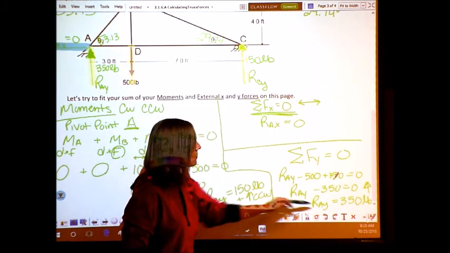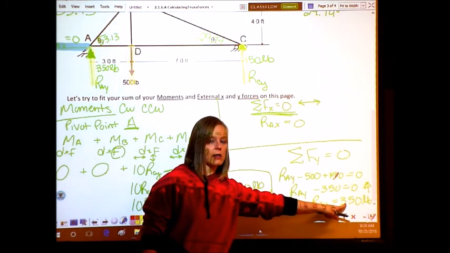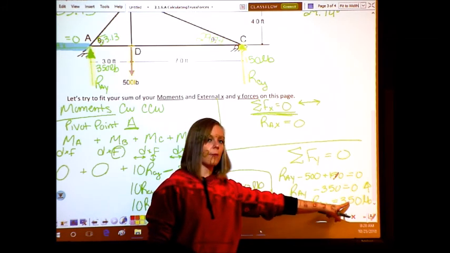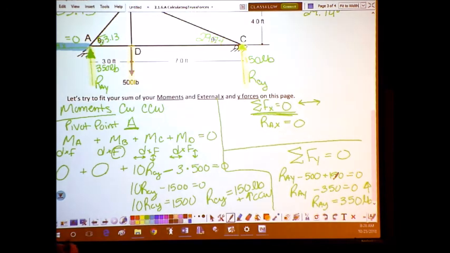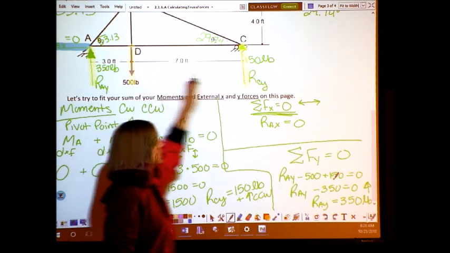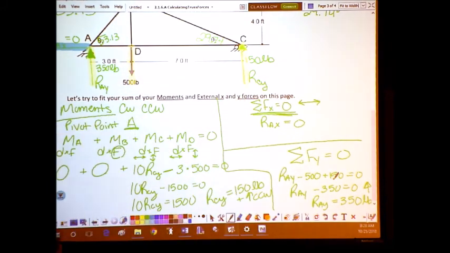Add them all together, solve for RAY, 350 over here. Positive did not mean counterclockwise anymore. Positive means up in this area, either up or right. So we made it point up. And do you remember we also talked about how this 500 was balanced? Because this was 350 and this was 150, and 350 and 150 makes 500. That was the homework you guys are working on. You had to do this stuff in your homework.